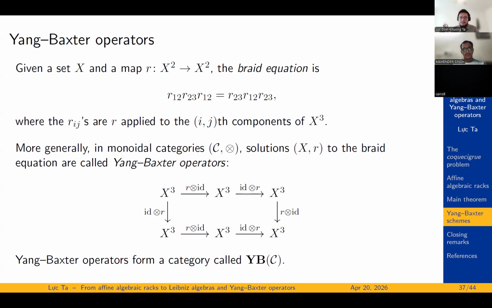And then you can define a morphism of Yang-Baxter operators, which is exactly what you'd expect. It's just a morphism that's compatible with R. And those form a category called YB of C, the Yang-Baxter operators.